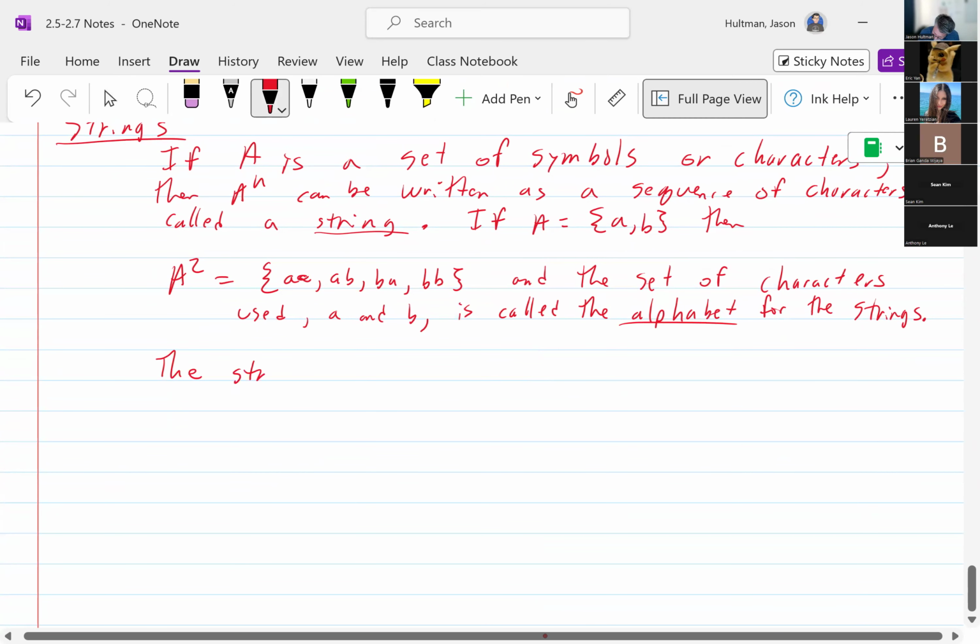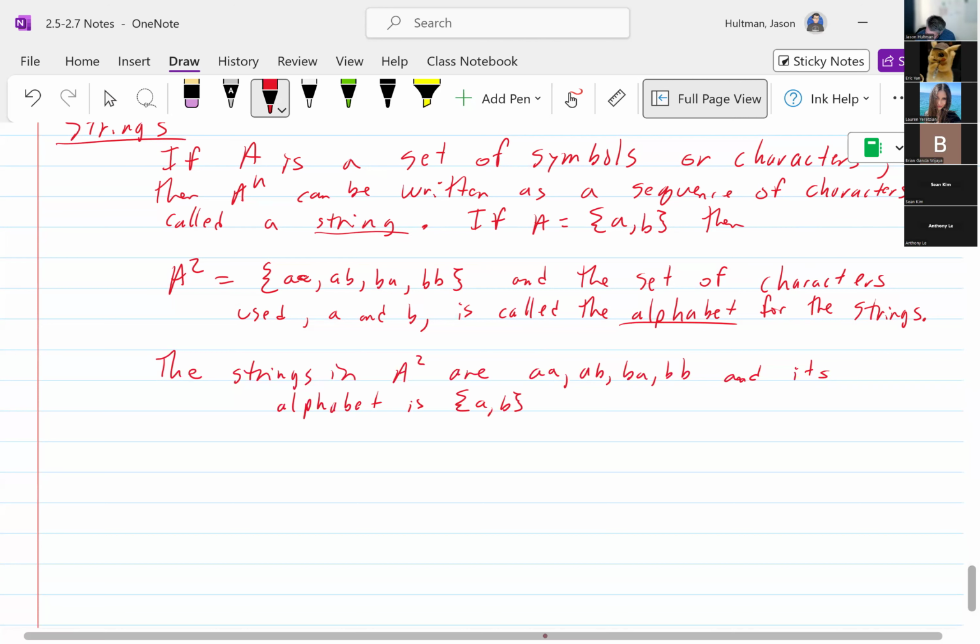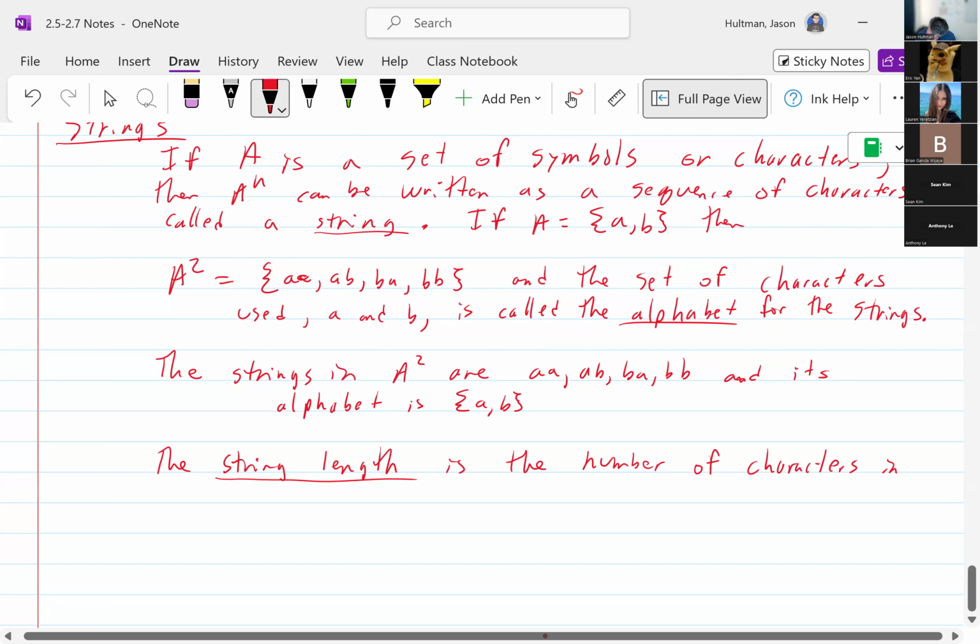The strings in A squared are aa, ab, ba, bb, and its alphabet is the original set {a, b}. The string length is the number of characters in the string.